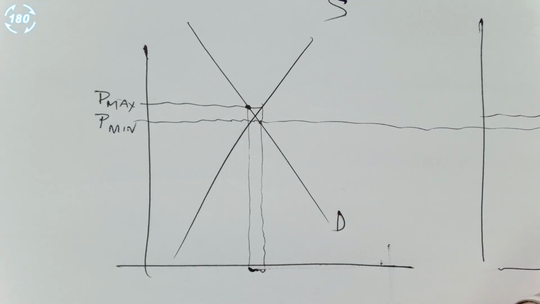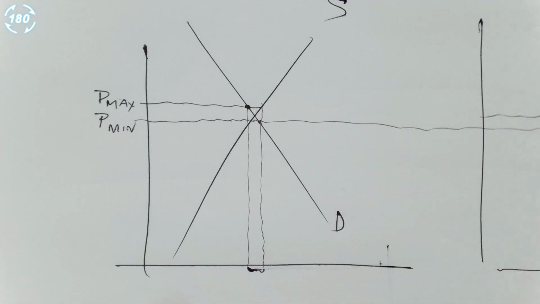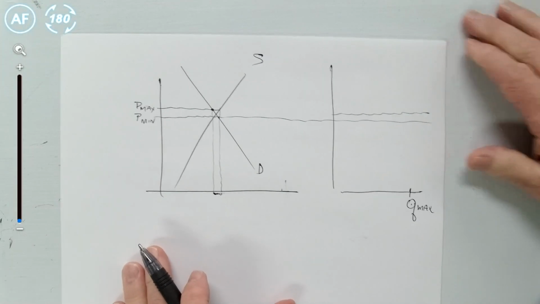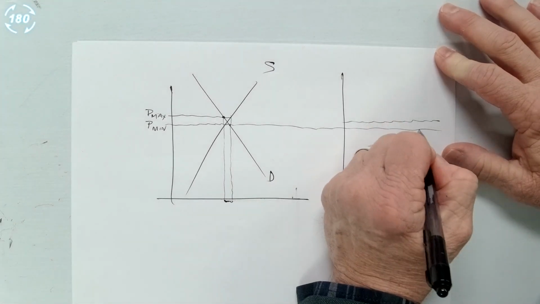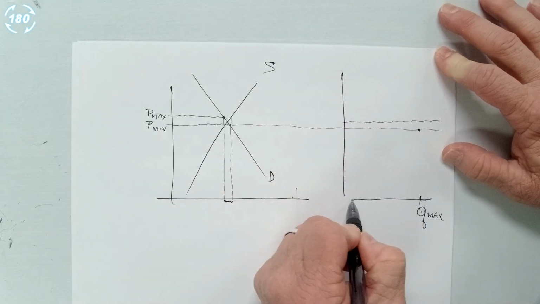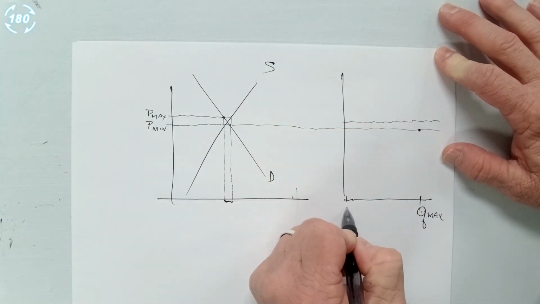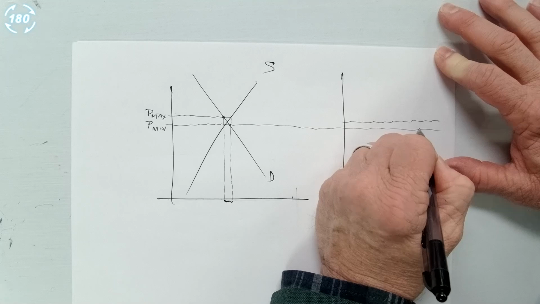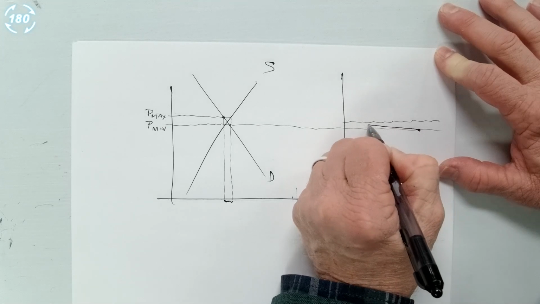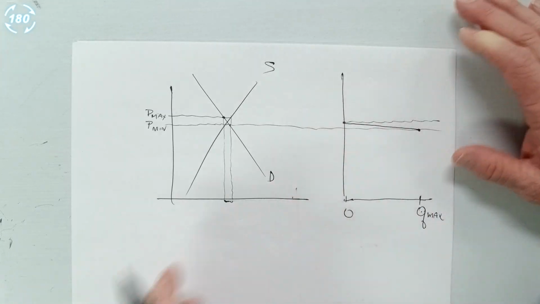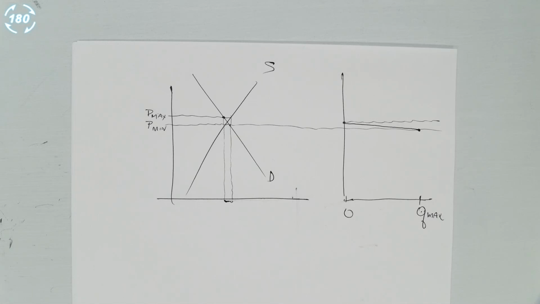If this is Q max, that's the maximum quantity that they can bring to market, and this is Q min, which is 0, then the individual demand curve really looks like this. Okay. Does that answer your question?